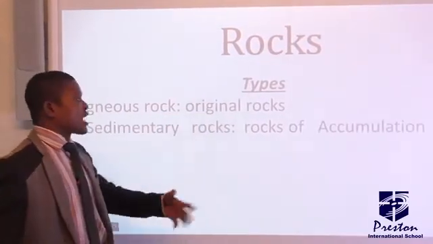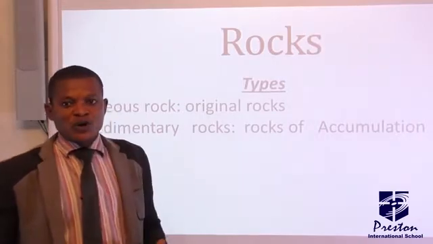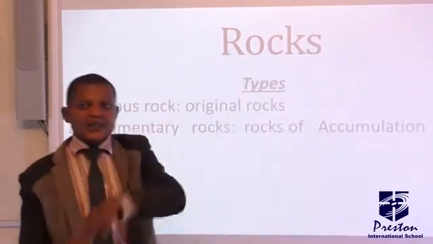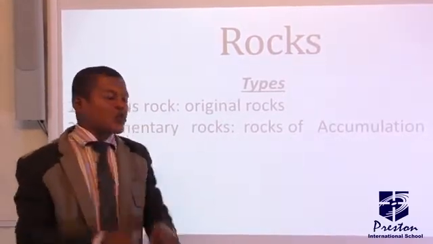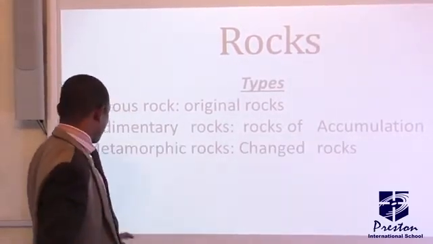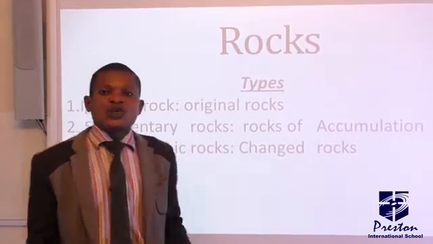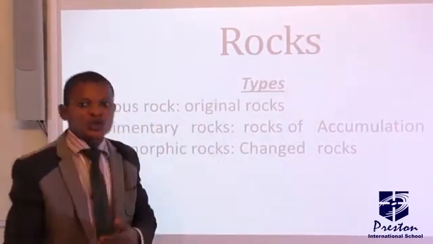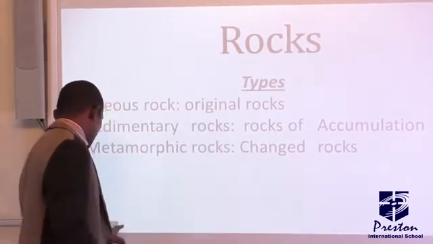While sedimentary rocks are rocks of accumulation. We call them rocks of accumulation because they are formed from the sediments of other rocks that have been carried away, accumulated and cemented together. We call them sedimentary rock. And the last one is the metamorphic rock, which is called change rock because it is formed from igneous and sedimentary rock that have been changed due to heat and pressure. So these are the three types of rocks.